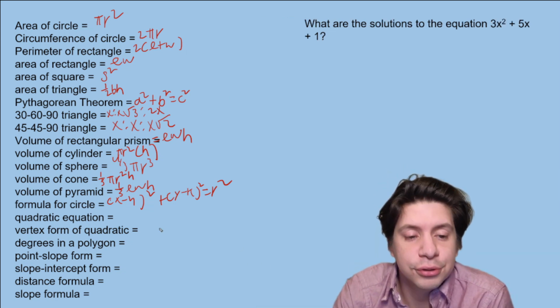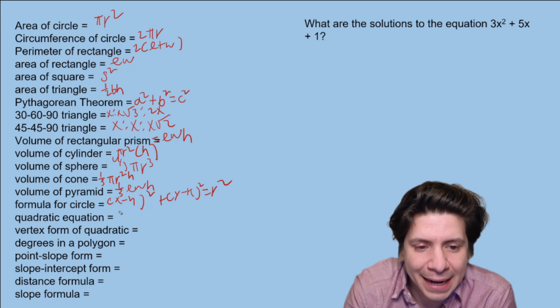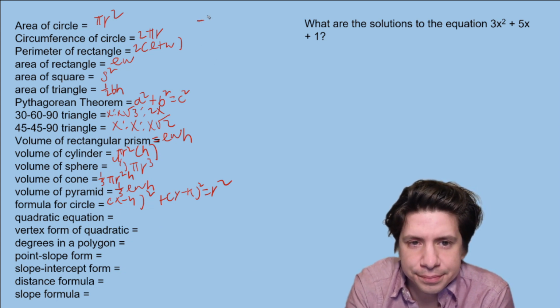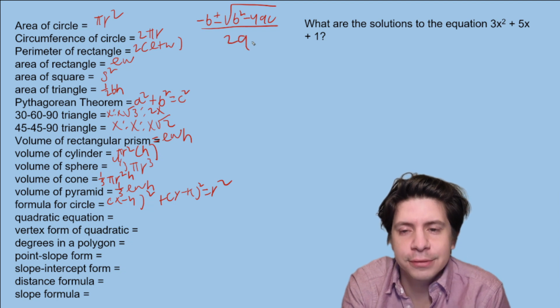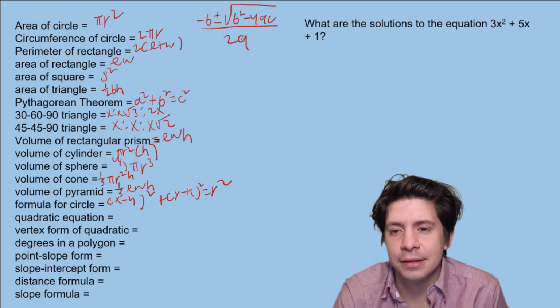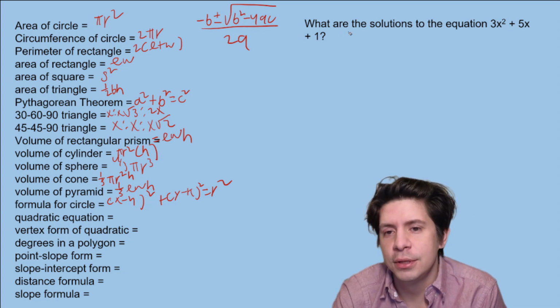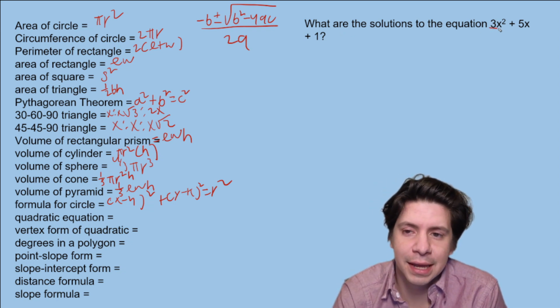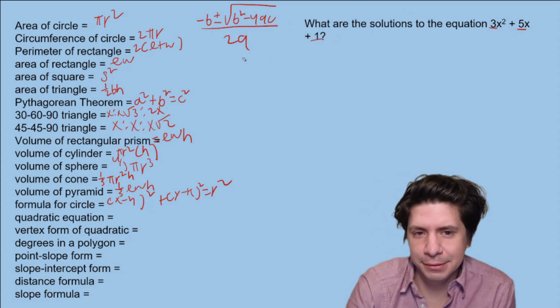All right, so now we're doing the quadratic formula, right, which if you don't know is going to be negative b plus or minus the square root of b squared minus 4ac all over 2a. This is used to find the solutions in quadratic equations, right? 3x squared plus 5x plus 1 is an example. So what are the solutions? The 3 is the a, 5 is b, 1 is c, right? It's always the number that x squared is multiplied by that is a.